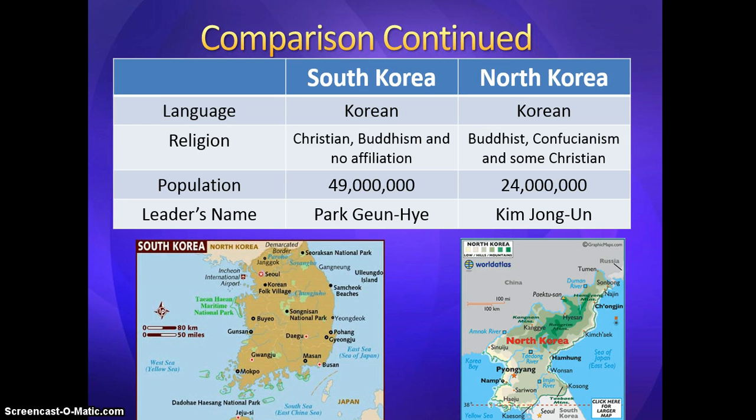Continuing on, for both countries, the primary language is Korean. The religions are somewhat different. Much Christian religion in the South Korea, and in North Korea, some Christian but not a lot. Population, you can see, is in the north about half as much as in South Korea. And then the leaders' names, as we mentioned, Park Geun-hye, she's the female picture that you saw at the beginning of the presentation. And Kim Jong-un is the grandson of the founder of the current North Korea. You can see the pictures of both countries here at the bottom.